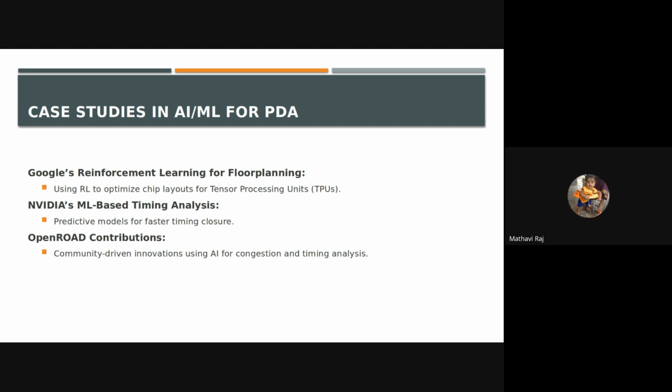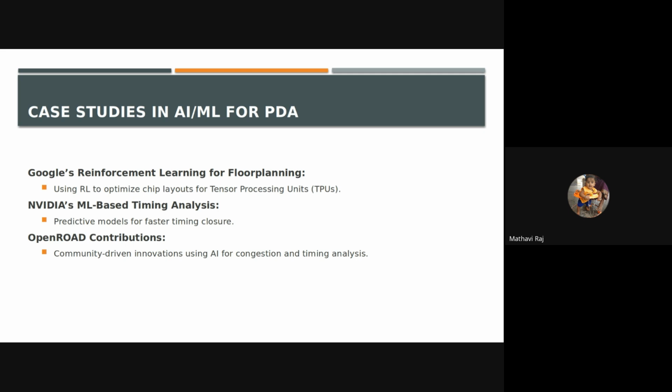Machine learning models are able to predict timing violations earlier in the process and can help identify potential problem areas long before the final design is completed. This predictive analysis accelerates timing closure, reducing the risk of late-stage design rework and improving overall design efficiency. Additionally, this helps to ensure that the chip meets the performance specification before chip implementation.